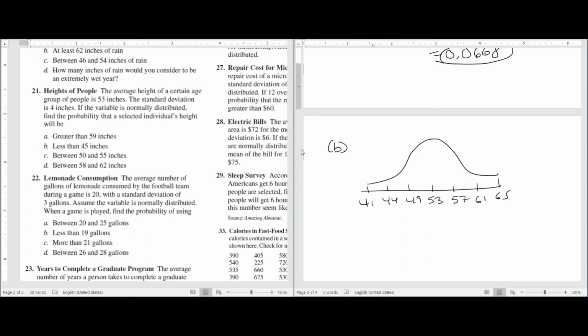All right, so we want less than 45. So we want the probability that x is less than 45. So 45 is over here. We want less than, so shade there. Convert that to a z-score.